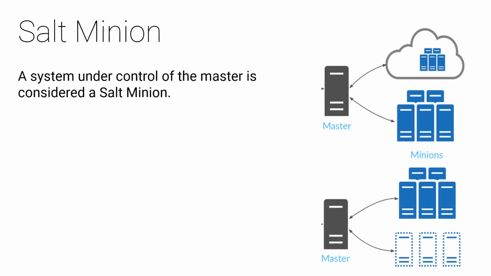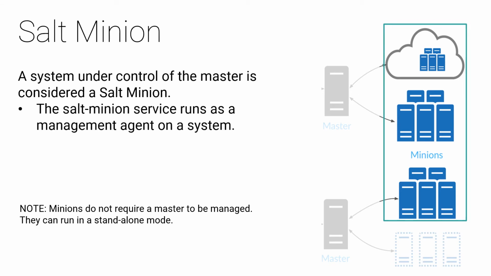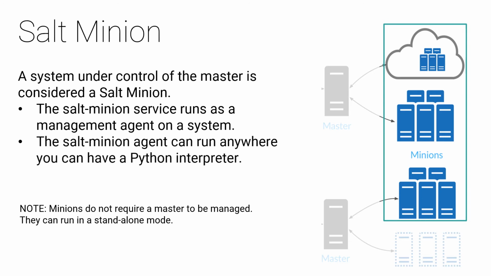A system under control of the master is considered a Salt Minion. However, Minions do not require a master to be managed, but can run in a standalone mode. The Salt Minion service runs as a management agent on each system. The full Salt Minion agent can run anywhere you can have a Python interpreter.